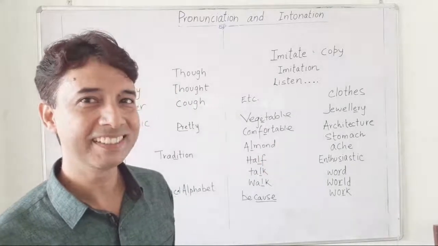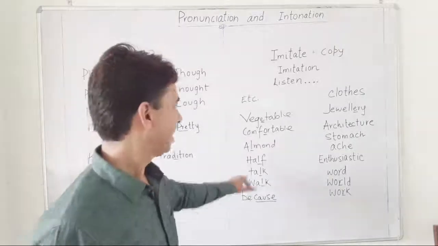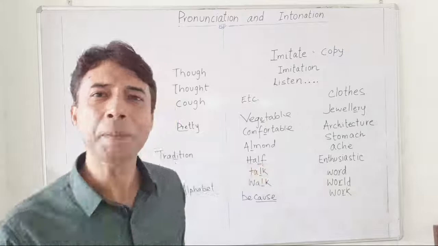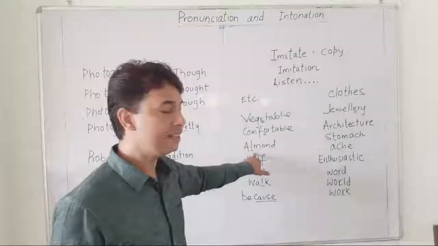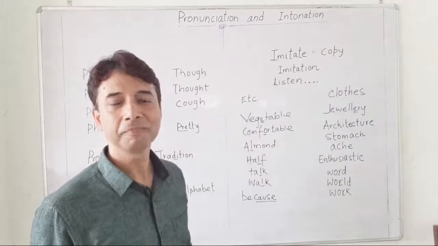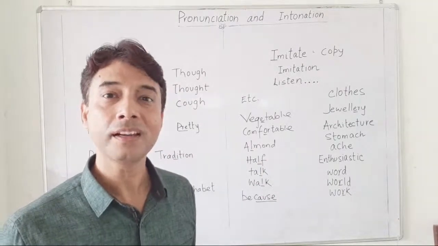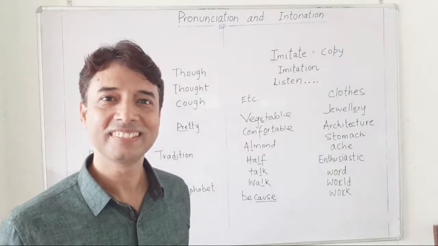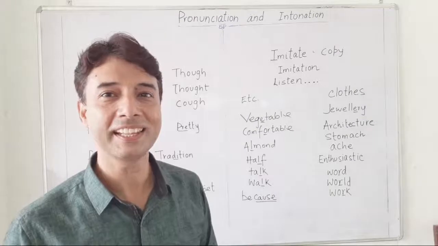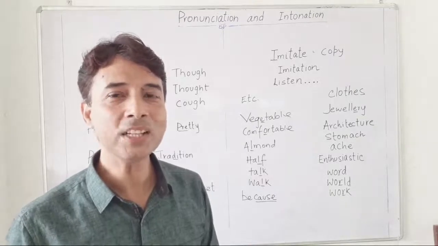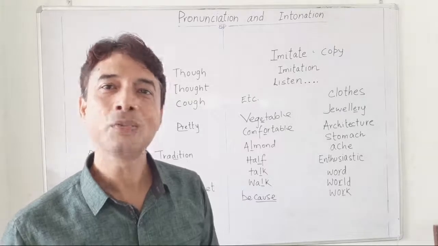Almond. Almond, cashew nuts. Half. We don't speak the L. L is silent in almond and half. Similarly, in walk. Walk. In walk of life. Talk. Let's talk English. We don't say talk with an L. It's talk. Talk. Walk.